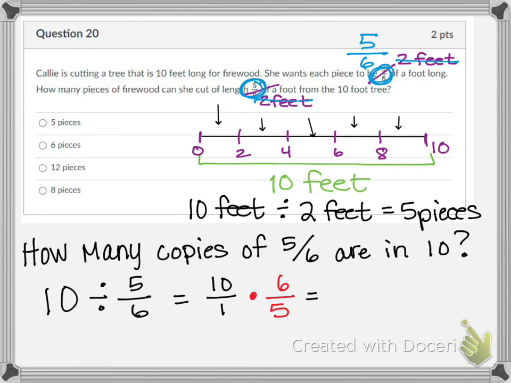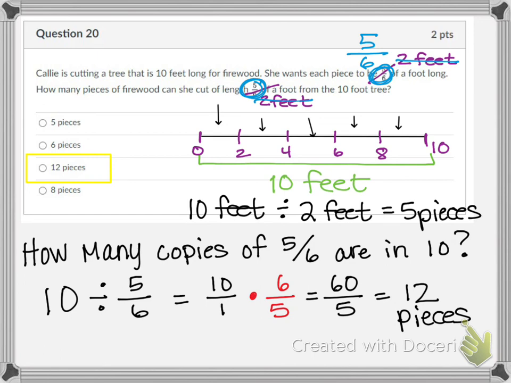Now when I multiply fractions, I multiply the numerators. So 10 times 6 will give me 60. And then I multiply the denominators. 1 times 5 gives me 5. Now I'm left with 60 over 5, and that simplifies to 12 over 1, or just 12. So now I know that I could make 12 pieces that were each 5/6 of a foot long.